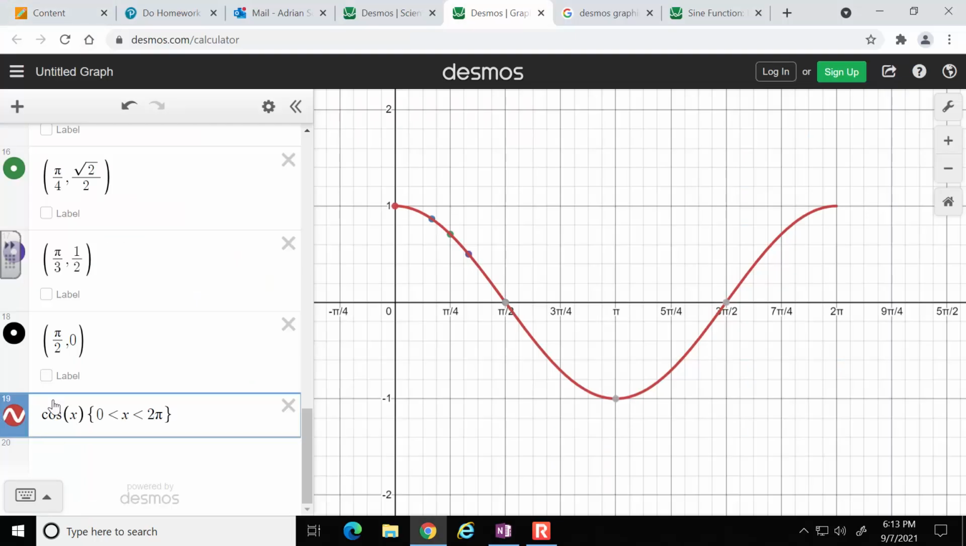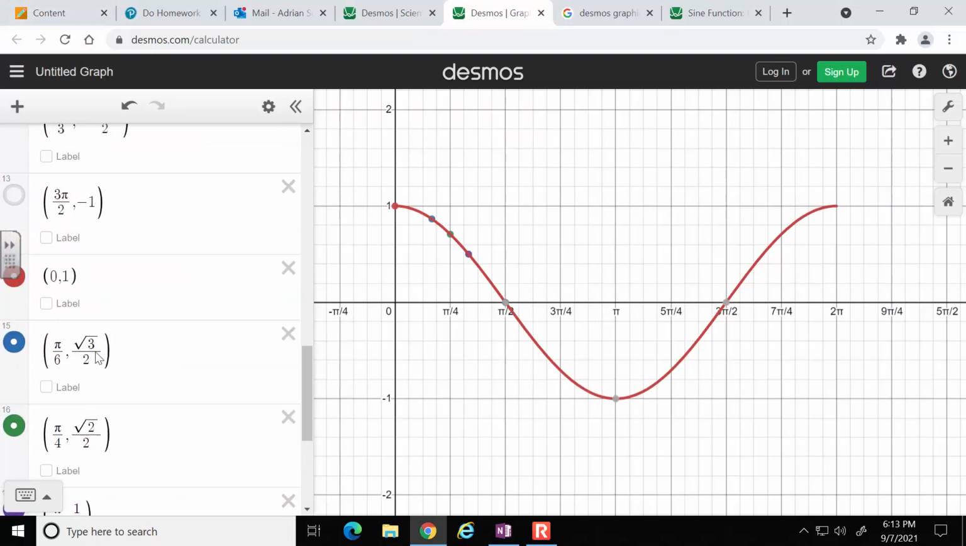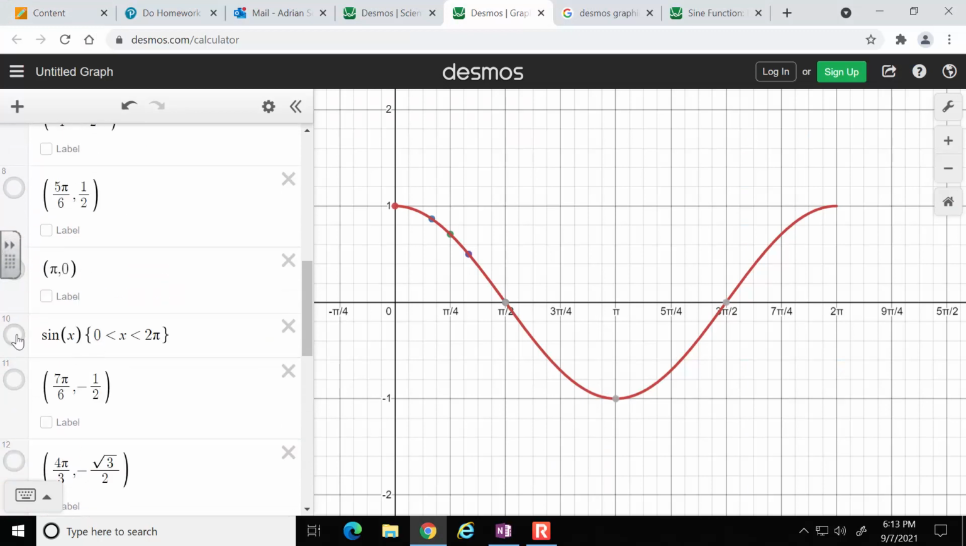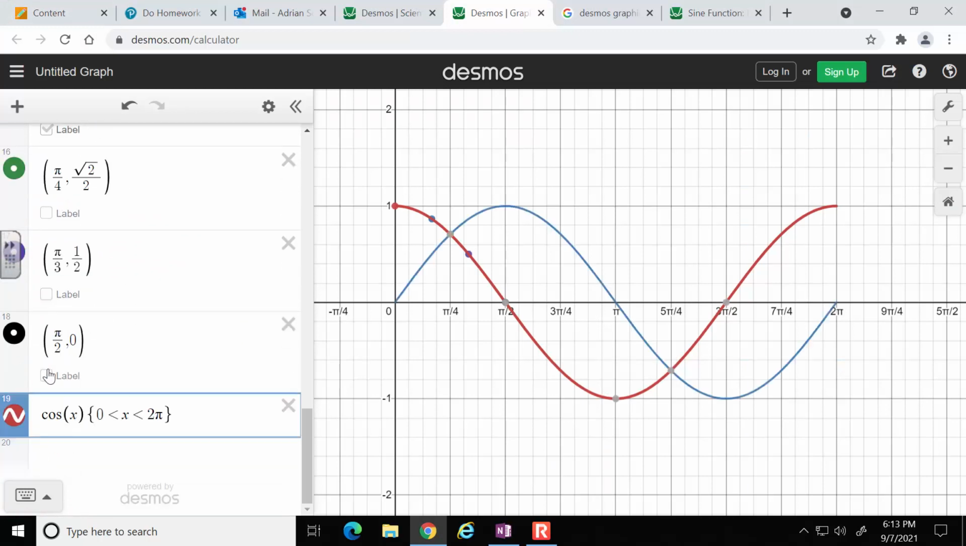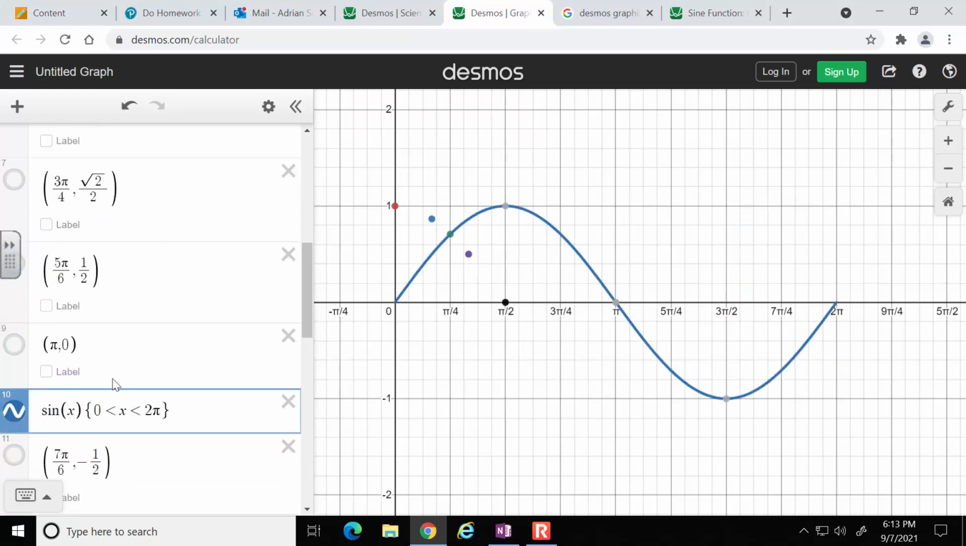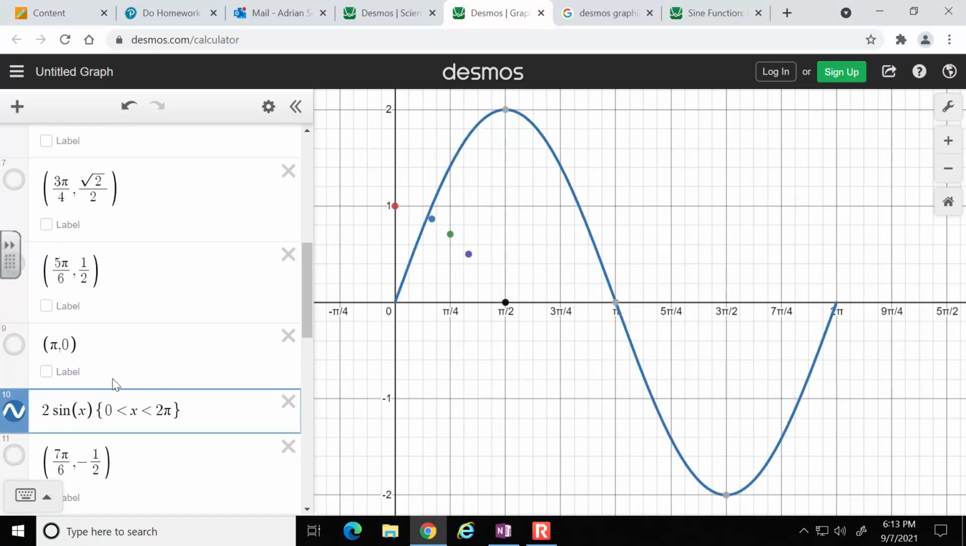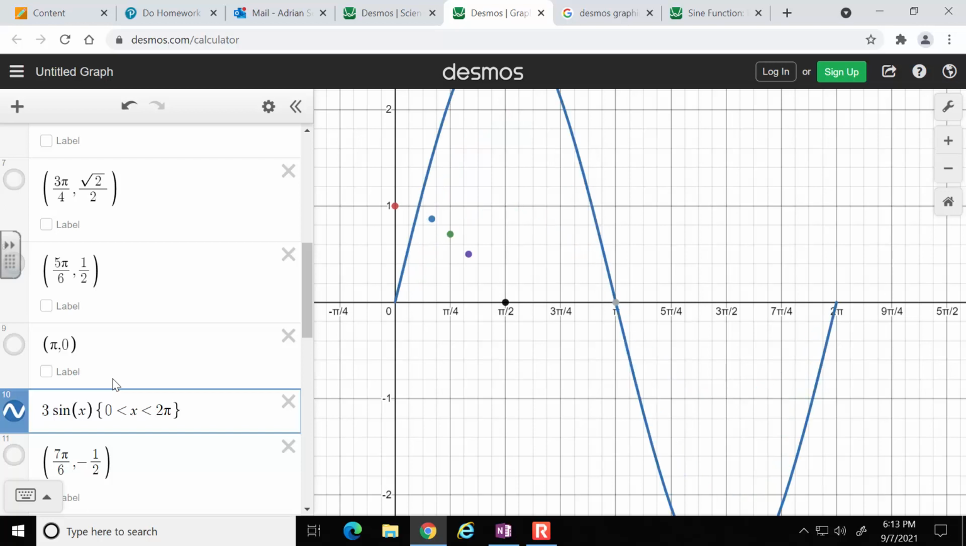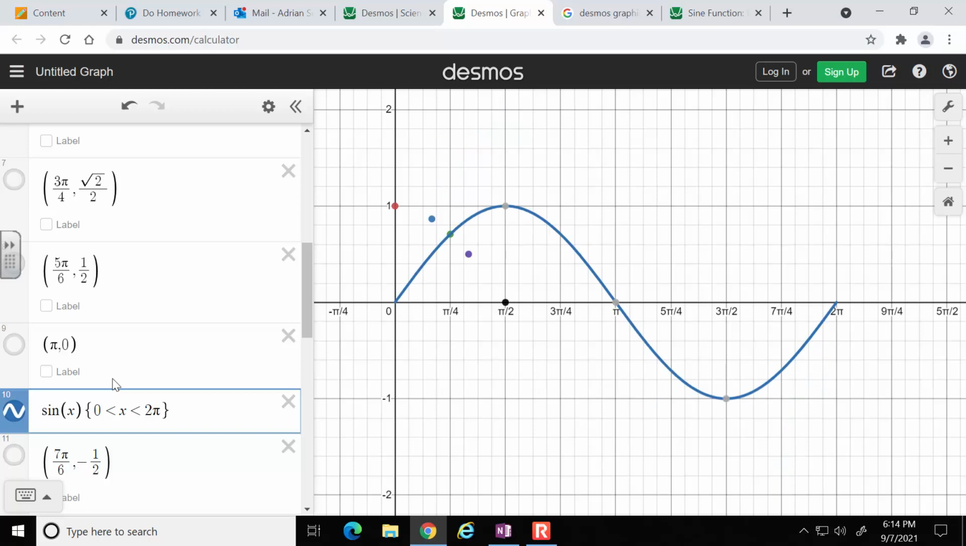Let's graph them both up here. Actually, I'll come back to cosine in a minute. You can see if I put a 2 out front, it just goes that much taller. If I put 3, it goes that much taller. So that's all you're really doing.